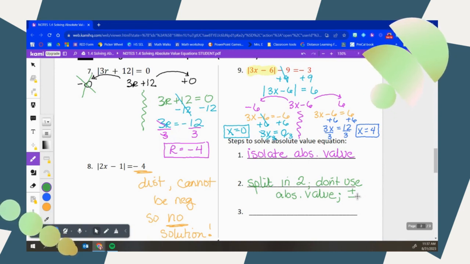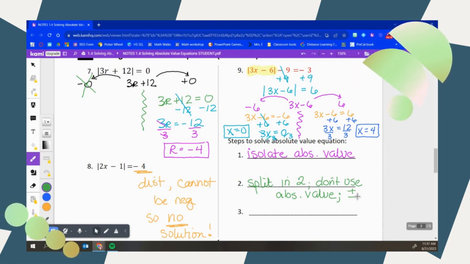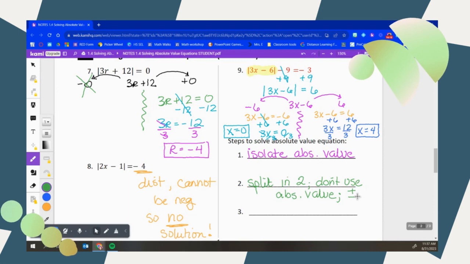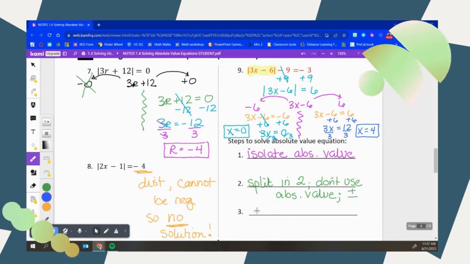Okay. After I split it into 2 equations, what did we do? So from the orange to the blues, what did I do? Solve the equation. We just solve each equation. That's it. So our last step is to solve each equation.